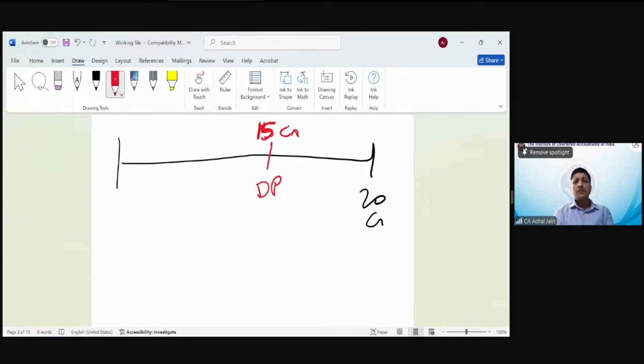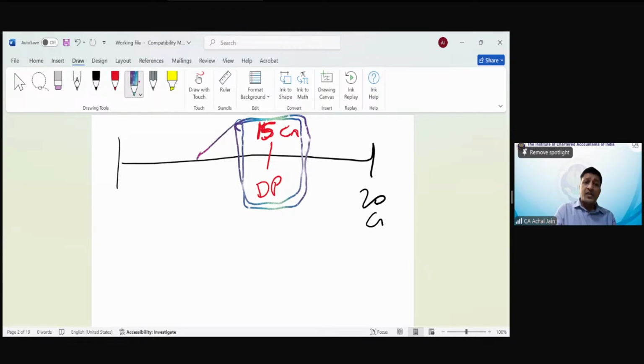So effectively for the bank, what is at stake? This 15 crore is at stake. Or you can say this is the amount over which there is a risk. And for this risk of 15 crore, we just discussed, what will the bank do? Bank will keep a security. And the value of that security will always be higher.